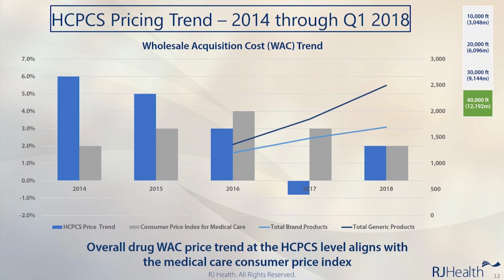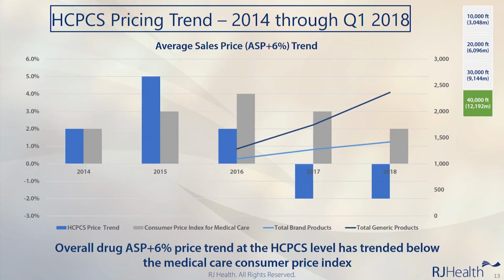The other piece of this graph is you'll see the lines. The dark blue and the light blue show, at the same time period, what's going on in regards to the number of brand products and generic products within the NDCs evaluated. And at the highest level, as you can see, there are significantly more generics than brand products.